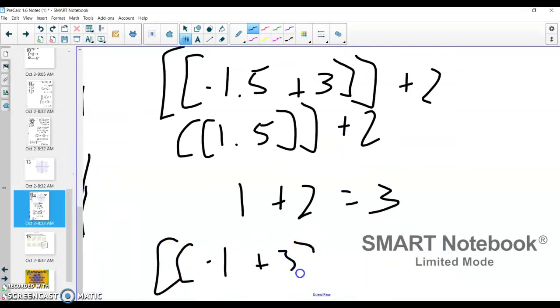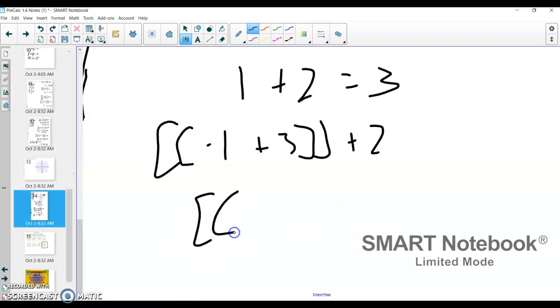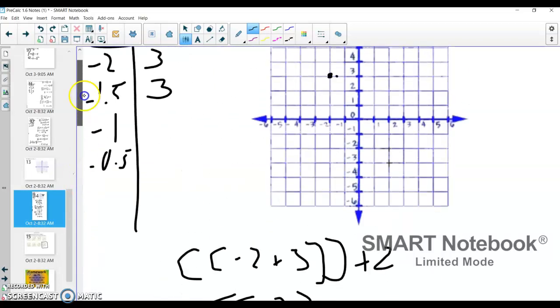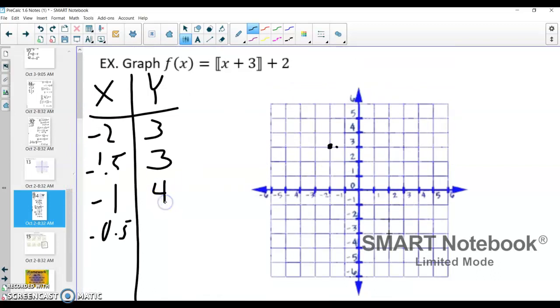Plugging in -1 now. -1 plus 3. That's going to give me the greatest integer of 2 inside now, plus 2. 2 is not going to have to round up or down because it's already a whole number. And so you get 2 plus 2 equaling 4. And at that one, you get 4. So we're up here now.